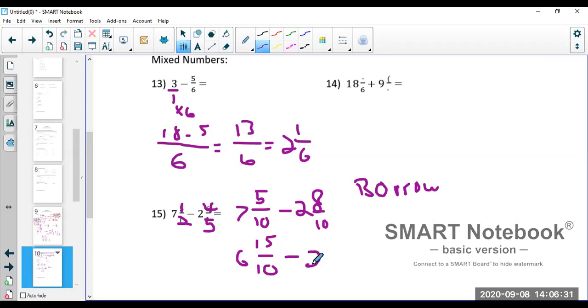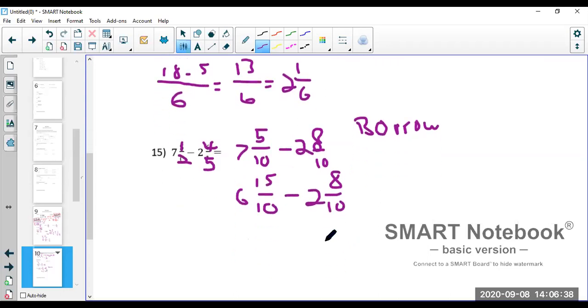minus 2 and 8 over 10. Okay, 6 minus 2 is 4. 15 minus 8 is 7 over 10. And that is that. All right. Are there any questions? Okay.